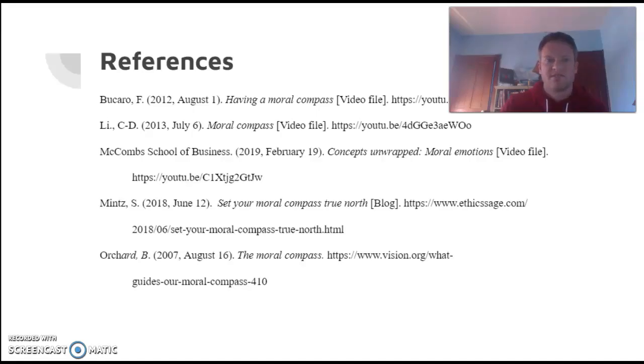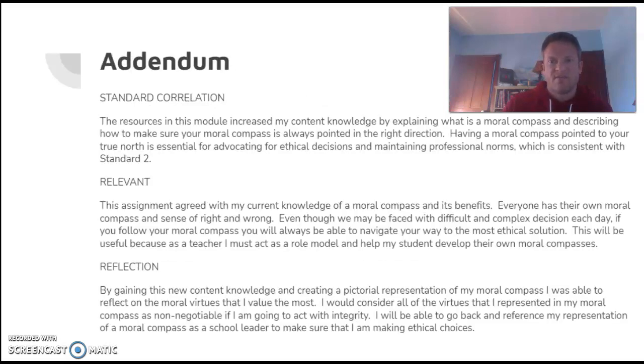Next we have my reference slide, and then finally my addendum slide. So my standard correlation says that the resources in this module increase my content knowledge by explaining what a moral compass is and describing how to make sure your moral compass is always pointing in the right direction. Having a moral compass pointing to your true north is essential for advocating for ethical decisions and maintaining professional norms, which is consistent with Standard 2.